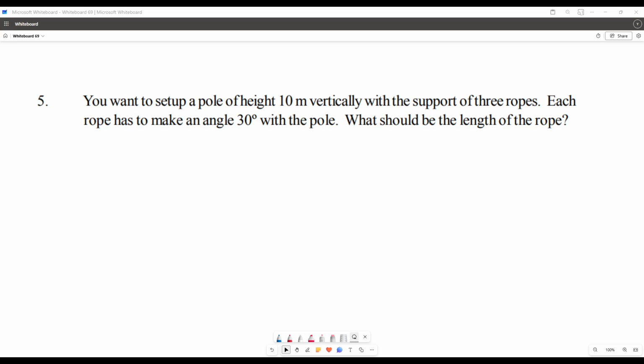Today we have the fifth question of exercise 12.1. It says: you want to set up a pole of height 10 meters vertically with the support of 3 ropes. Each rope has to make a 30-degree angle with the pole. What should be the length of the rope?